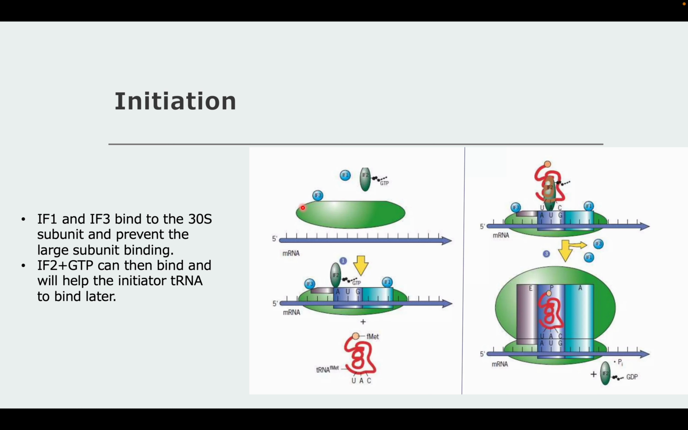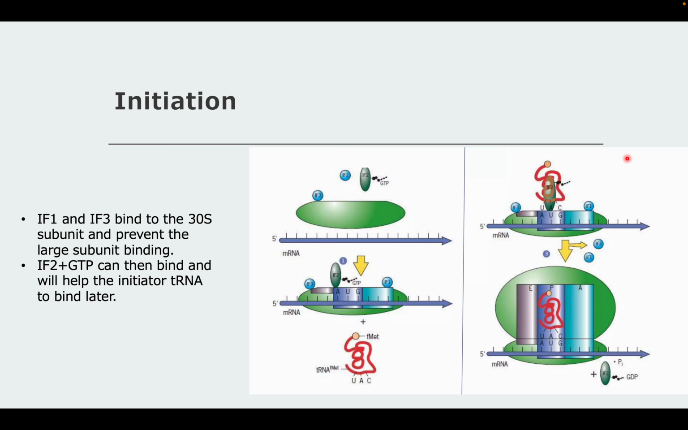So here is the small subunit, and you can see there are different sites: E, P and A. First are IF1 and IF3. They bind to the 30S subunit and prevent the larger subunit from binding. And then IF2-GTP binds, which will help the initiator tRNA bind later. So IF1 and IF3 bind to the 30S subunit, and then it binds to the mRNA, and then IF2 binds to the P site.